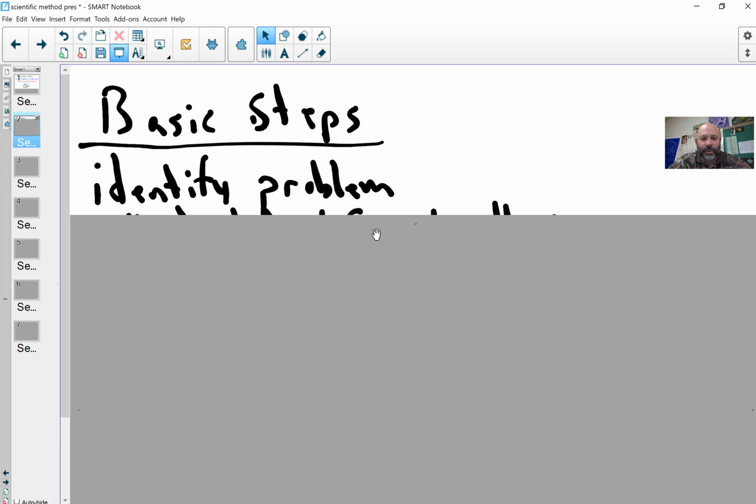And first thing is that we have to identify the problem. That's the biggest thing. What problem are you trying to solve? What do you need to do in order to solve your problem? What are you trying to find out? If you don't know what you're doing or what problem you're trying to solve, you have nowhere to start from.